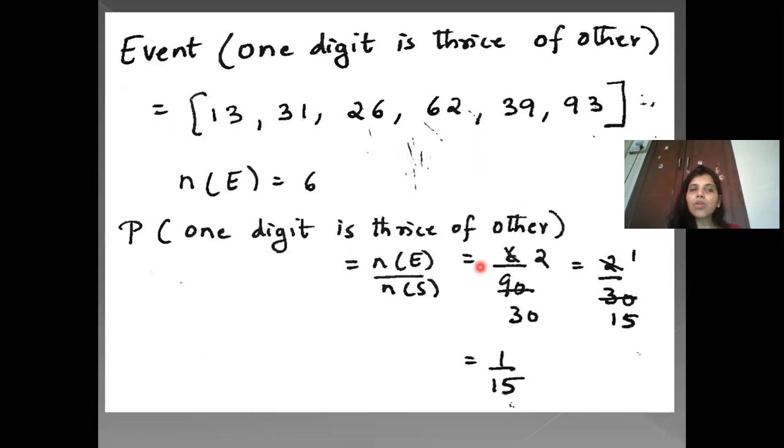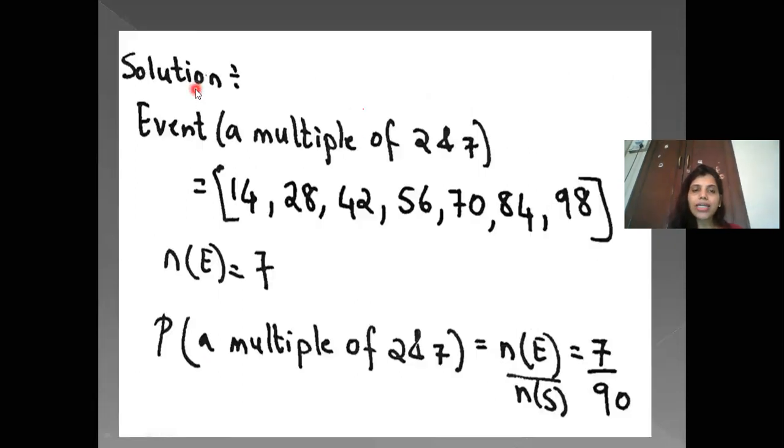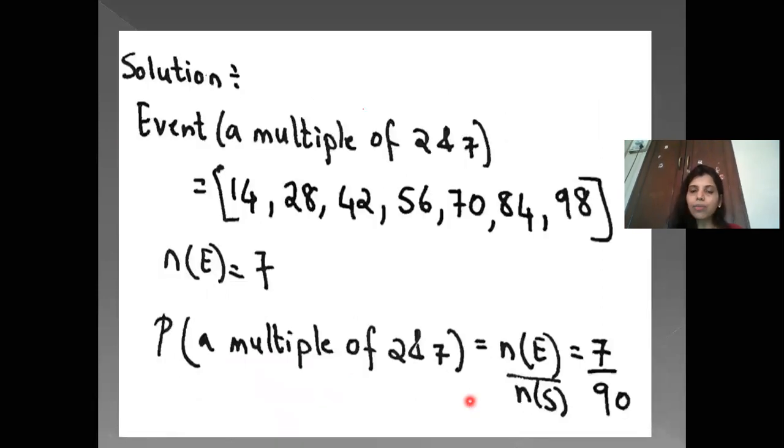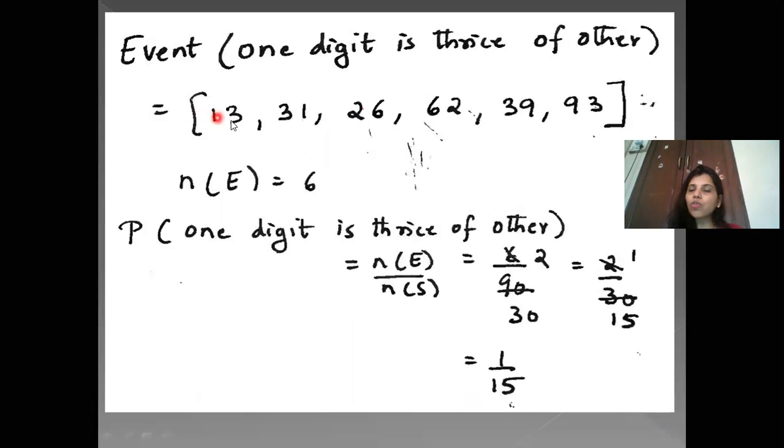After that, we go to the next part of the question. In the next part, you can see one digit is thrice the other. That means in a two-digit number, one digit is thrice the other, meaning when you multiply one digit by 3, you should get the second digit of the number. So if you write 1, you can see 13, because the other digit is thrice.